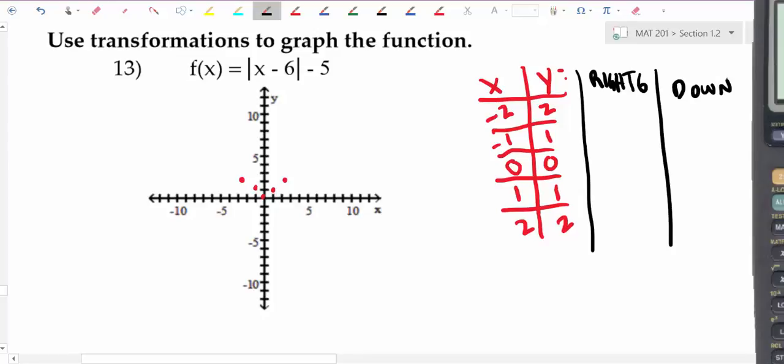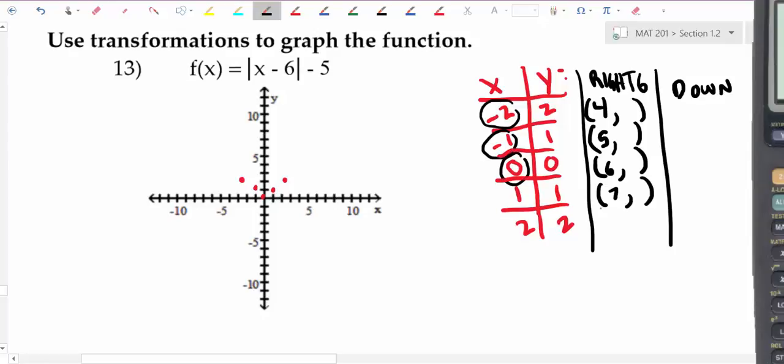Okay, now here's what we're going to end up doing on this then. So what I'm going to do is we're going to transform the points like this. We're going to take this x value and take it to the right 6. So if you go to the right 6 of -2, you end up at 4, right? Okay, go to the next one. Okay, if you go 6 units to the right of -1, where are you? 5. 6 units to the right of 0 is 6. Now you see the pattern, don't you? Okay? And these things stay the same.